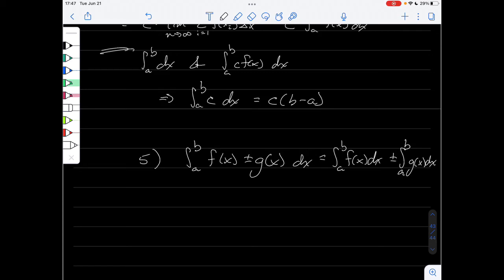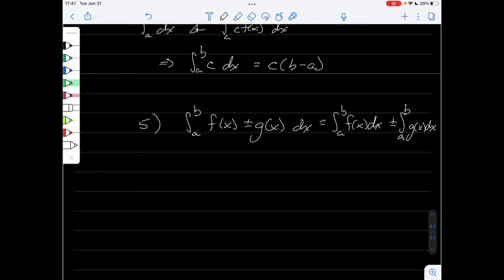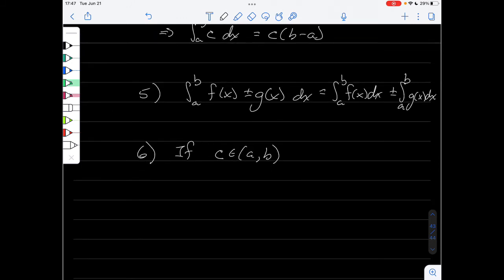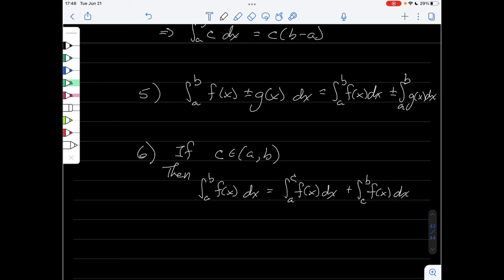There is another property that is kind of important, and we touched upon it a little bit. If c is in this interval from a to b, then we can split up the integral. So the integral from a to b of f is equal to the integral from a to c of f plus the integral from c to b of f.